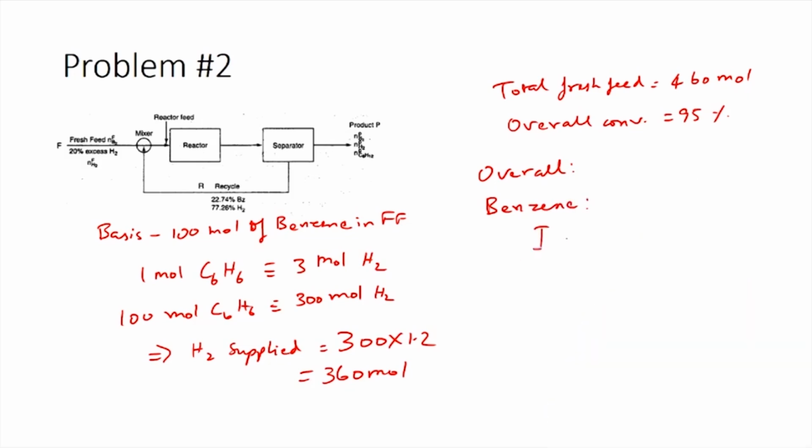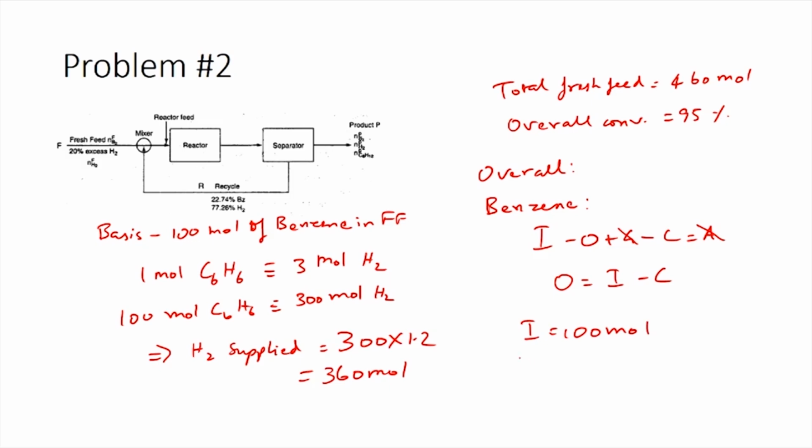So, it would be input minus output plus generation minus consumption equals accumulation. At steady state there is no accumulation, benzene is not generated because it is a reactant. However, you have input, output and consumption. So, your output would be equal to input minus consumption. We have already used the basis for input as 100 moles of benzene.